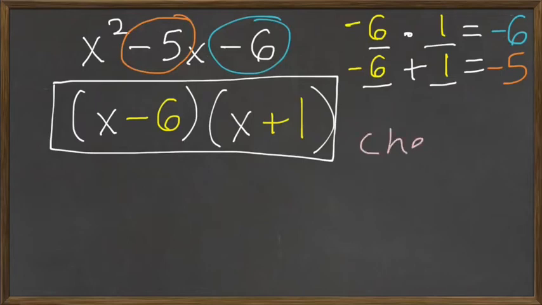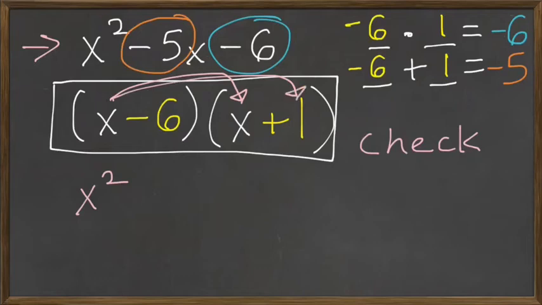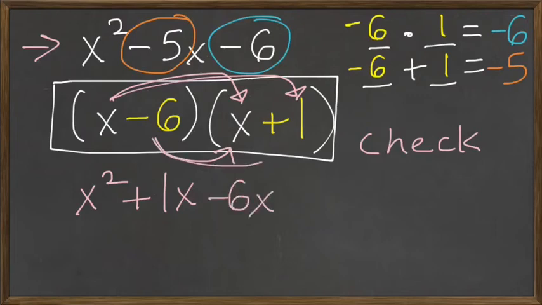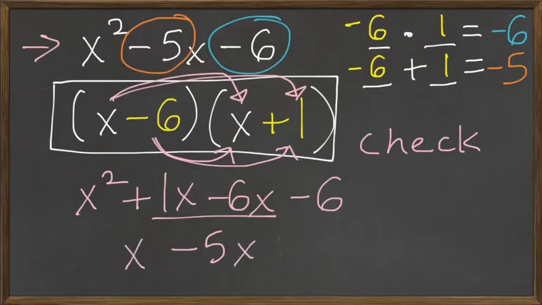We're going to check our answer there. If I multiply this out, I should get the original x squared minus 5x minus 6. So let's do that. x times x will give me x squared. x times 1, I'll get 1x. Negative 6 times x, I get negative 6x. And negative 6 times 1, I get negative 6. Then I go ahead and add up our like terms. I get negative 5x. And I get x squared minus 5x minus 6.